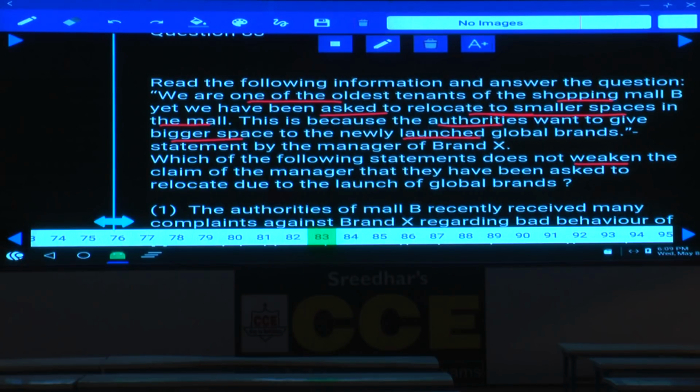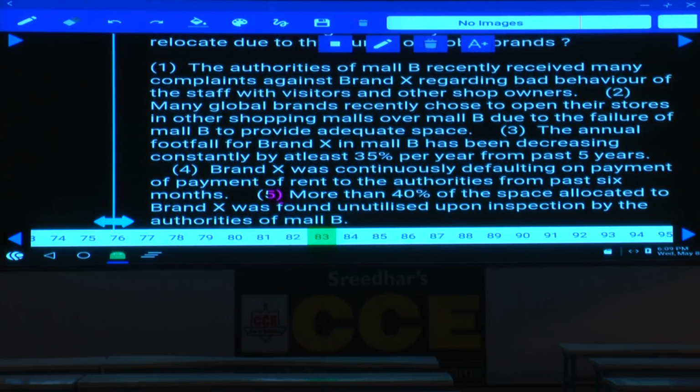Does not weaken means it could not be the reason. That means supporting the above claim. అవునా కదా? Then tell me what is your answer here. The authorities of Mall B recently received many complaints against brand X regarding bad behavior of the staff with visitors and other shop owners. Isn't it? Tell me whether this could be the reason for their vacation or not. Now in order to vacate their place, whether this could be the reason or not.